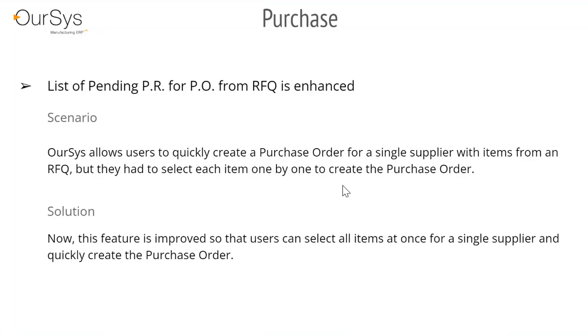So in the new feature in OurSys, now user can easily select all the line items related to a single supplier in one go. So if there are multiple RFQs and you have finalized one supplier, then you can directly select all the line items in one go. So this simplifies the process as well as saves time and reduces manual steps.